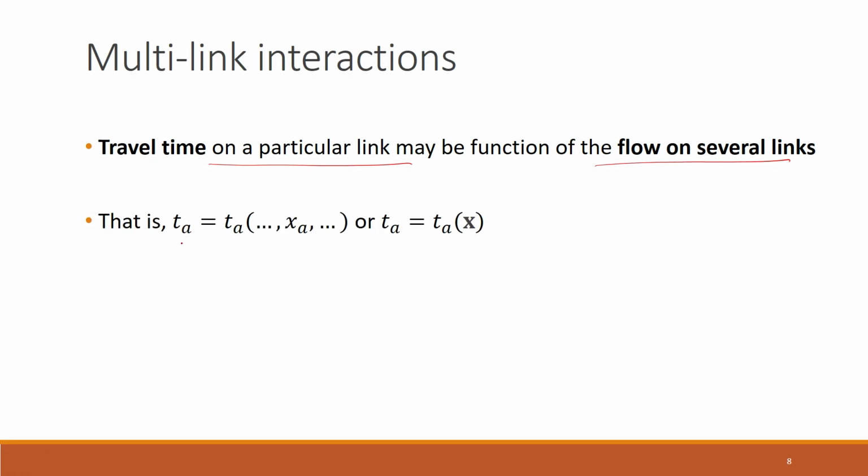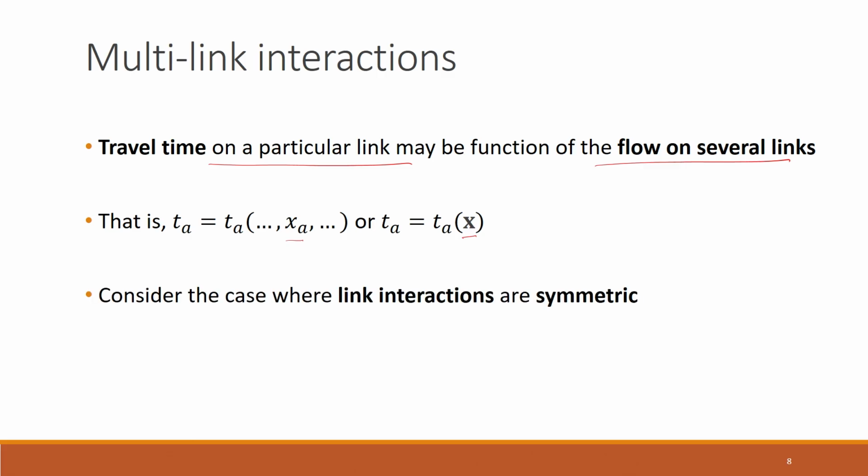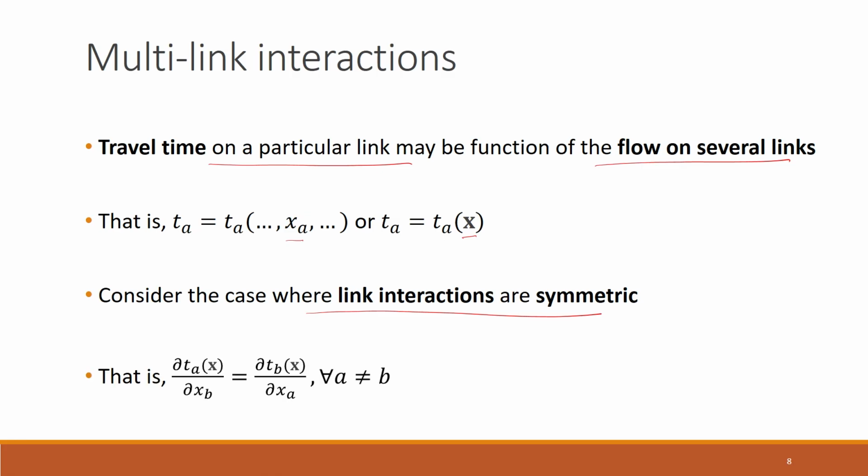This can be mathematically represented that t_a is not only a function of x_a, that is the flow on that link, but it can be a function of the flow on several other links as well, and that vector is represented by x here. We will be considering the case where the link interactions are symmetric. Mathematically, that means that the partial derivative of the travel time on link A with respect to the flow on link B will be equal to the partial derivative of the travel time on link B with respect to the flow on link A. And this holds for every pair of links A and B which are not the same.